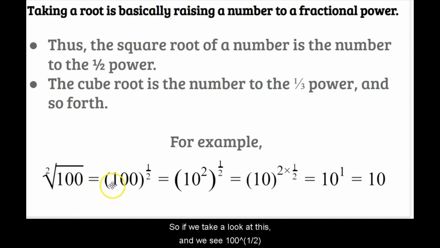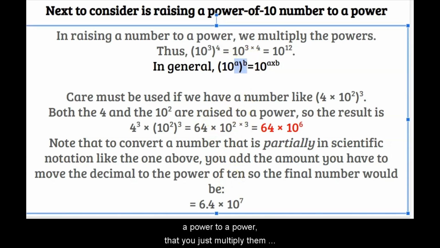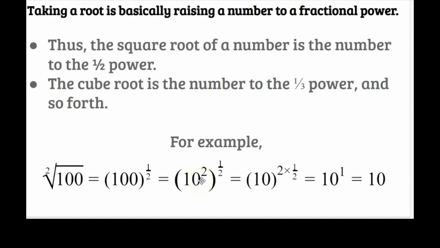So if we take a look at this and we see 100 to the half, that's a little bit different. And you're like, oh gosh, how do I work with that? Well, here's that number being applied to this. Remember, you can convert this to scientific notation, 10 to the 2, and that becomes easier. Because you know from the previous slide that if you're raising a power to a power, you just multiply them together. And so 10 to the 2, and then we have the 2 times the 1/2. In this case, they kind of cancel out and become 1.